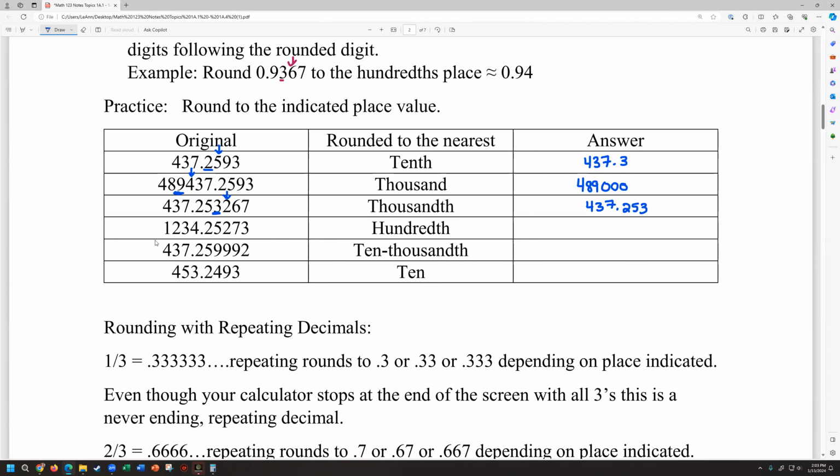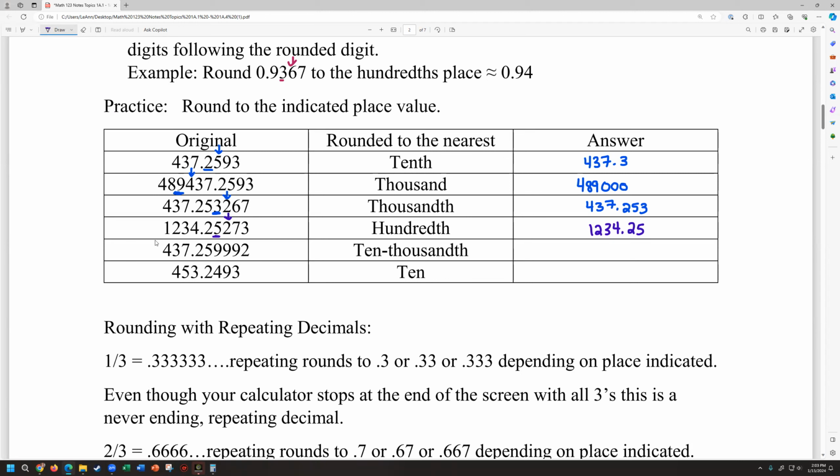437.253. Rounding the next one to the nearest 100th. So 10th, 100th, notice that's a 5, behind it is a 2, so that's also not going to round that up. So this would be 1,234.25.